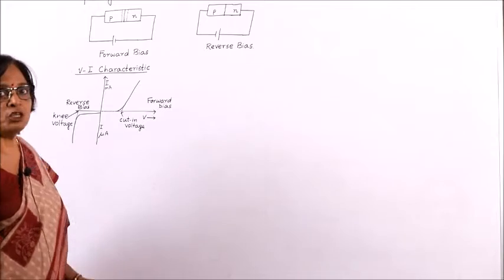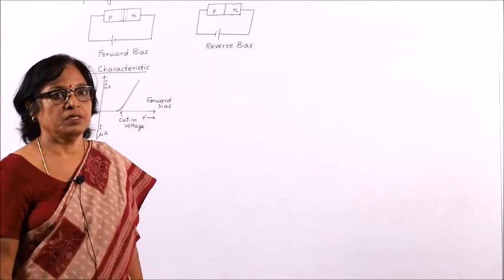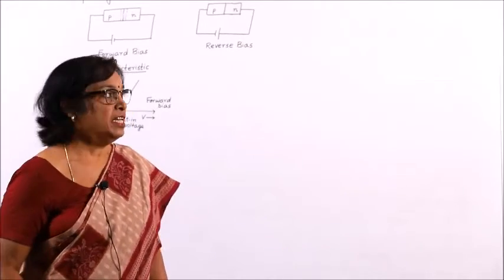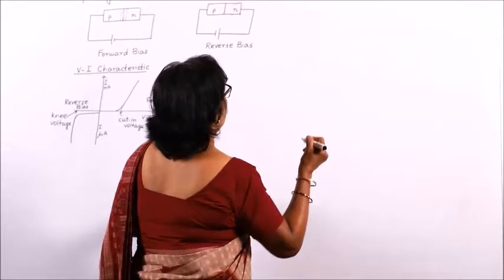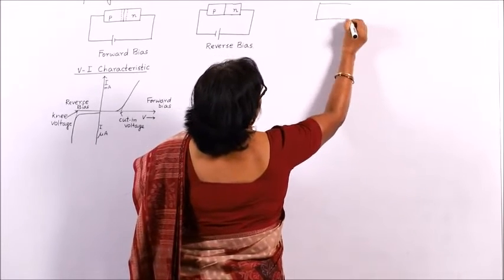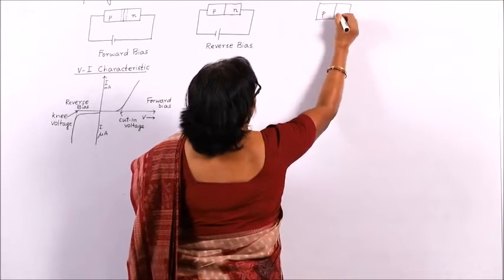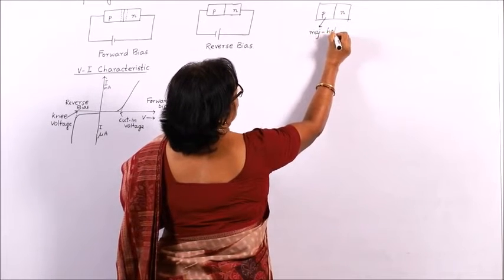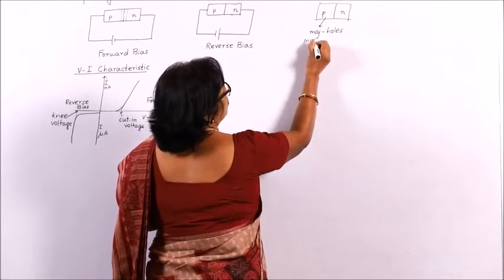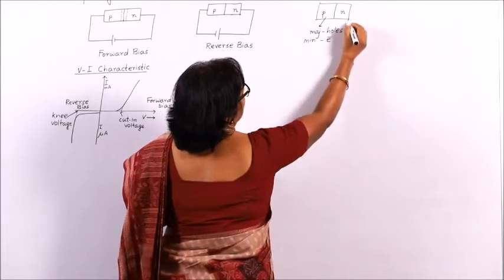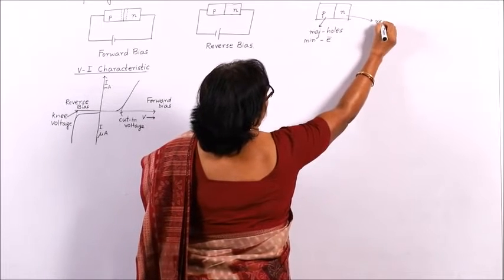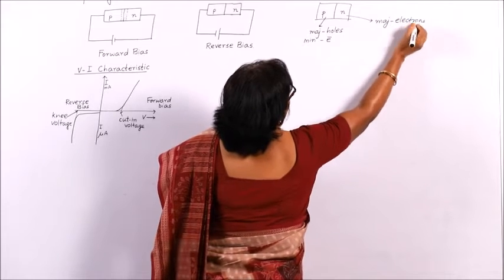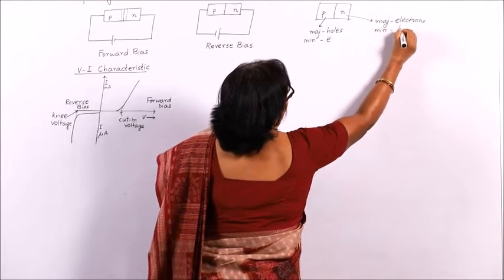So, in this class we will be talking about the PN junction diode. Last class we have already studied what a PN junction is. In a PN junction, on the P side the majority carriers are holes and the minority carriers are electrons. Similarly, on the N side, the majority carriers, that means more in number, are electrons and the minority carriers are the holes.